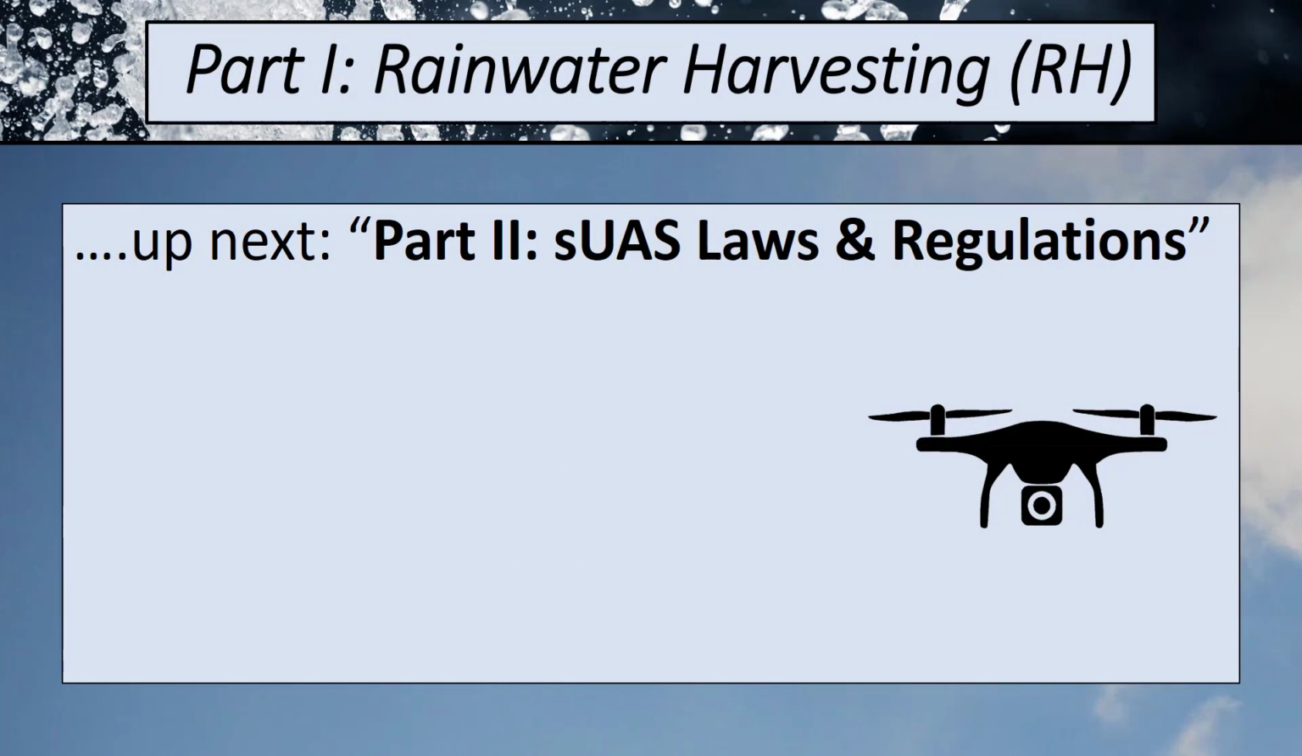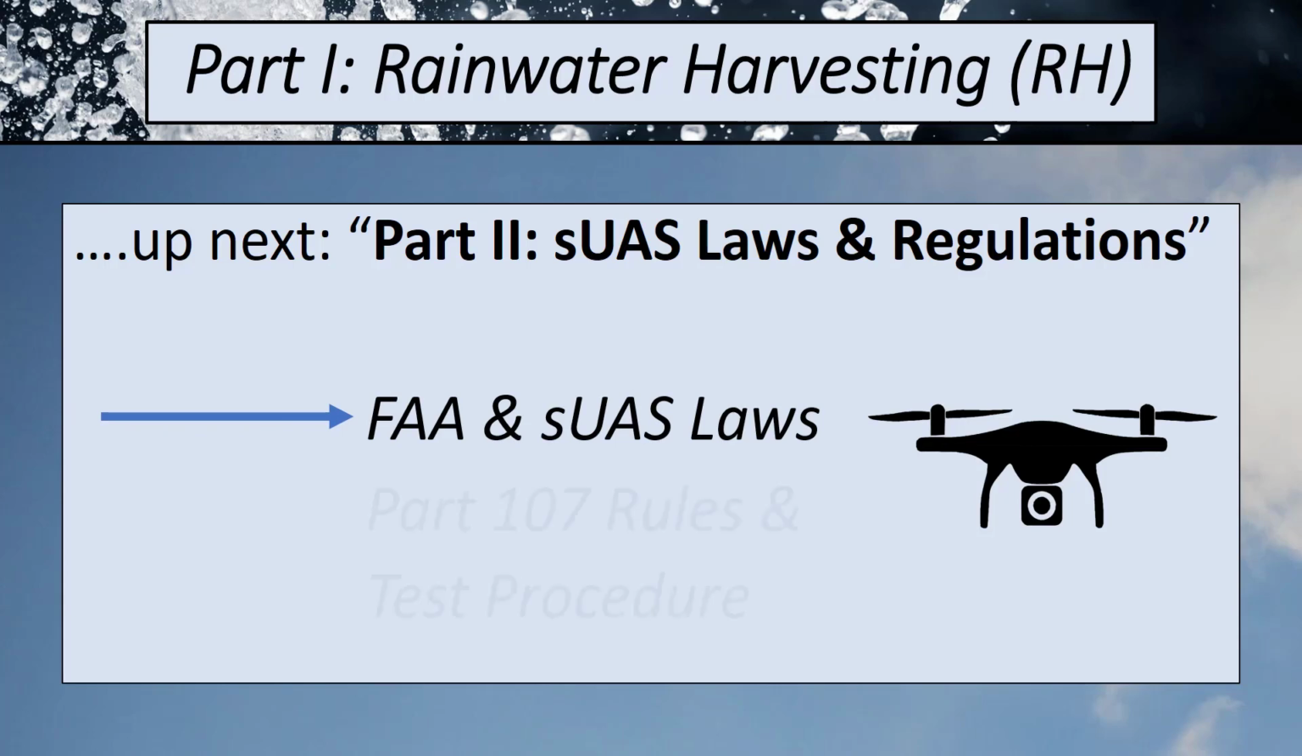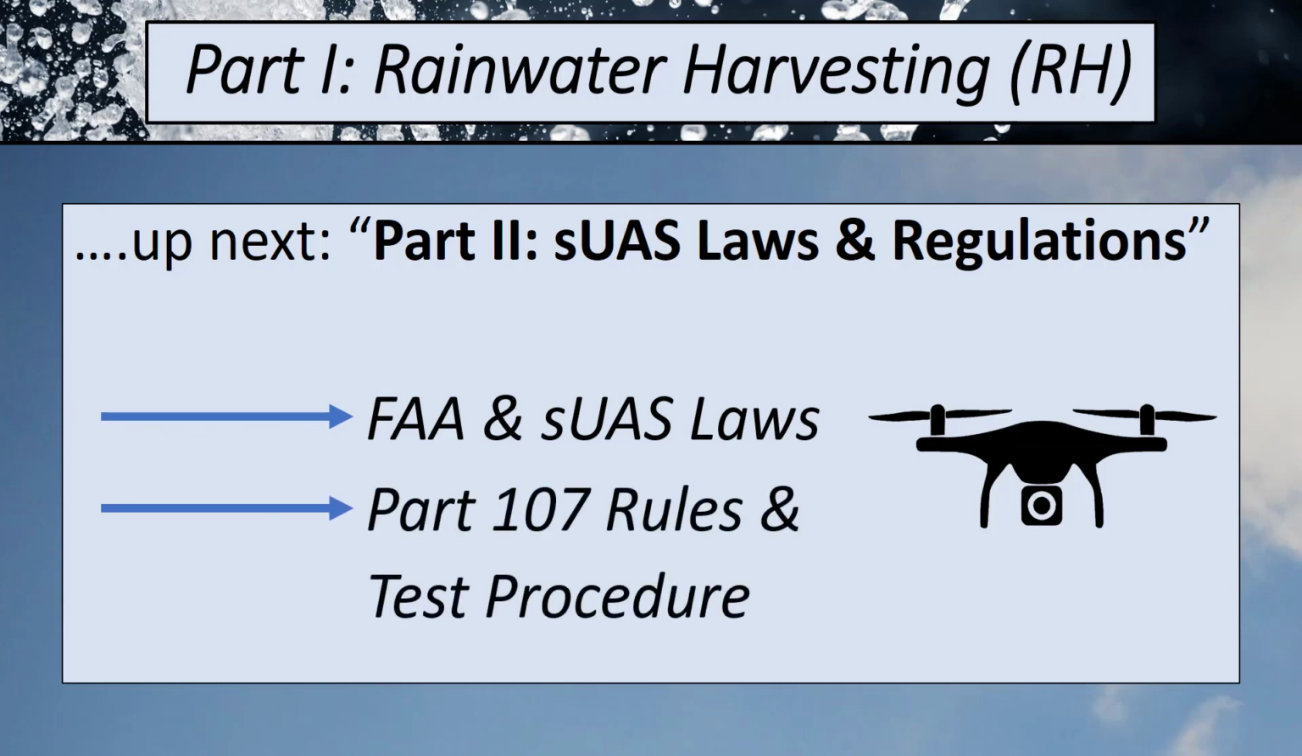Up next in the series will be part 2, which discusses UAS laws and regulations that are relevant to our research goals and methods employed. In that video, we will discuss two main topics, FAA and UAS laws, and Part 107 rules and test procedures. In these two topics, we will go over all the relevant regulations that pertain to unmanned aircraft systems and their usage in research.